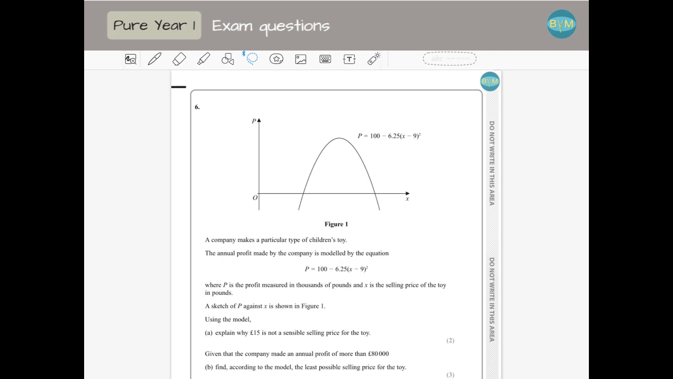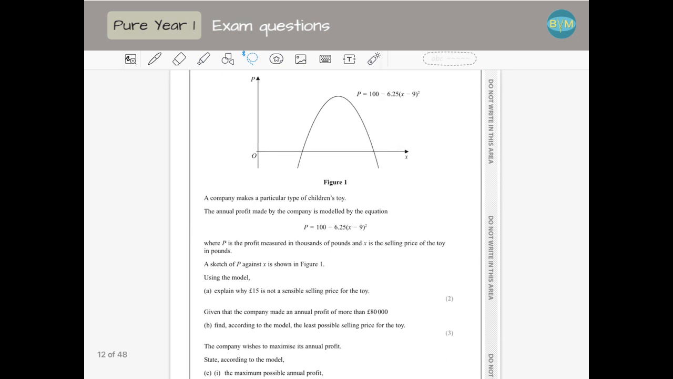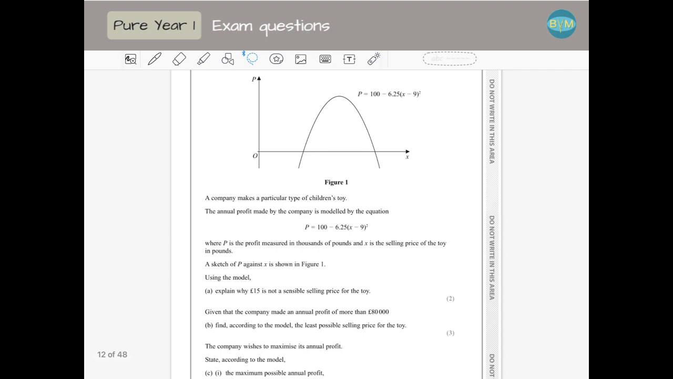Hello, this is question 6 on your 2018 paper from Edexcel. The paper is a modeling with quadratics question. A company makes a particular type of children's toy and the profit is given by this quadratic. This is the profit in terms of x, which is the selling price. Be careful, the profit is in thousands of pounds.